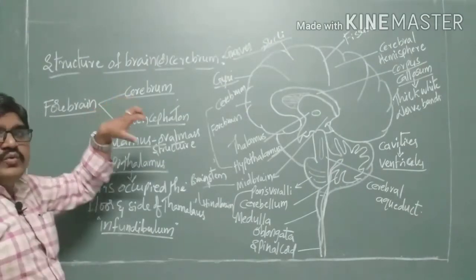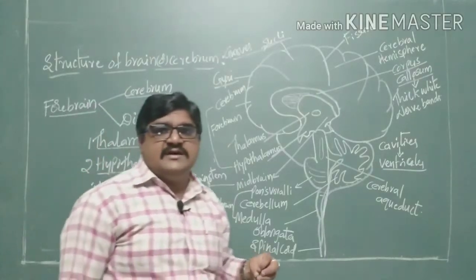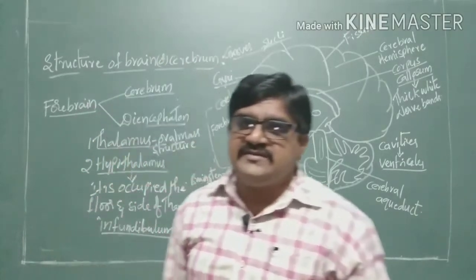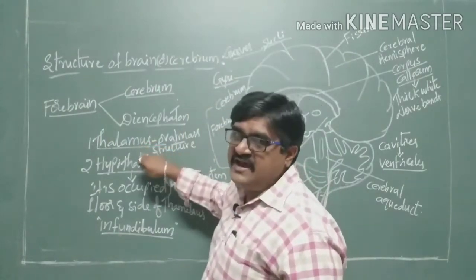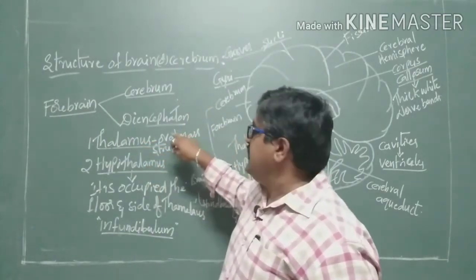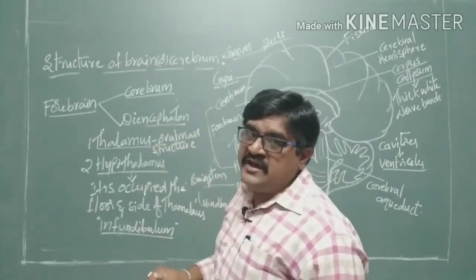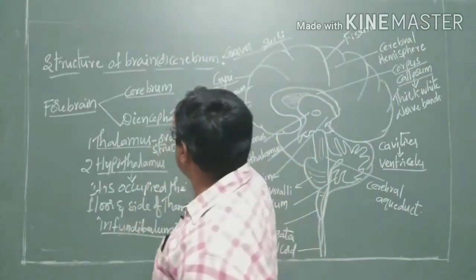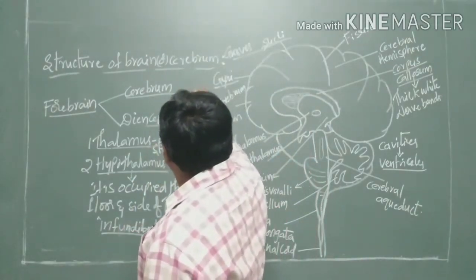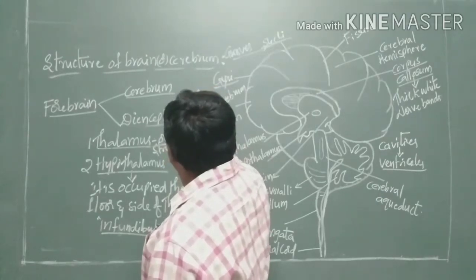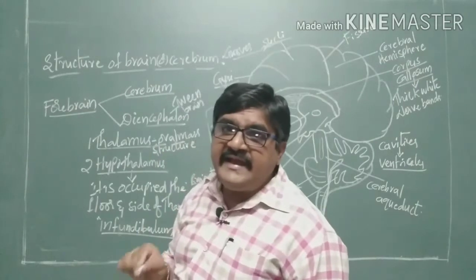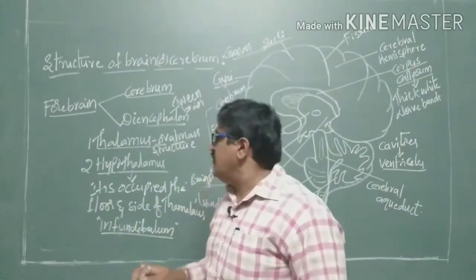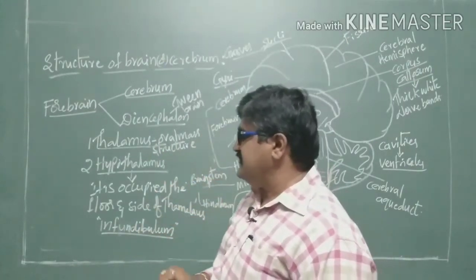Dien means two, and cephalon means brain, so two divisions or parts are present: the thalamus and the hypothalamus. So the diencephalon is also called a twin brain, because in Arabic twin refers to a die. Hence it is called the diencephalon.